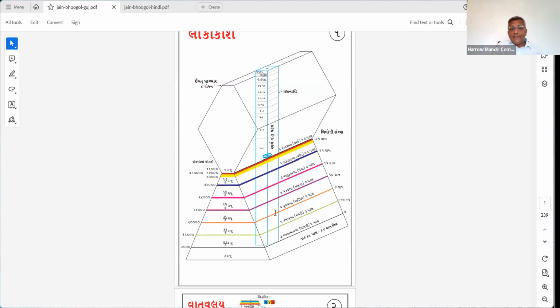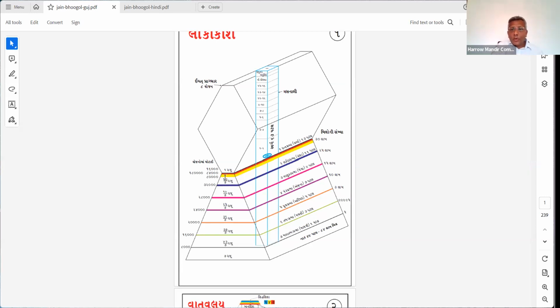1, 2, 3, 4, 5, 6, 7. So there are 7 lands, and they stretch from one end right to the other. They touch all the boundaries of the lok. Can you see? It's stretching throughout the lok. The first land here is 1 raju in width and 7 raju in length. The second land, the width is slightly bigger.